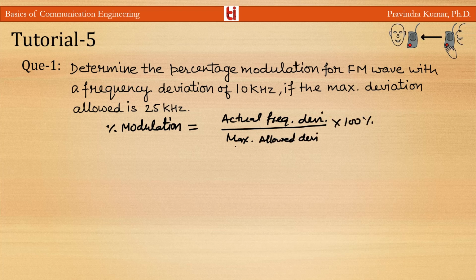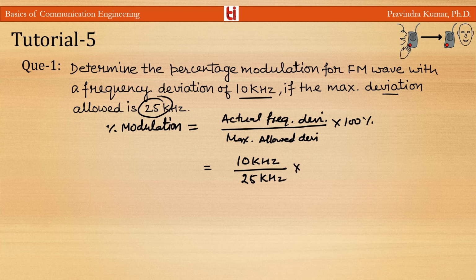So here the actual frequency deviation is 10 kilohertz, and the maximum deviation allowed is 25 kilohertz. So it will be 10 kilohertz divided by 25 kilohertz times 100%. From here you can see it will be 40%. So the modulation index in percentage form is 40%.